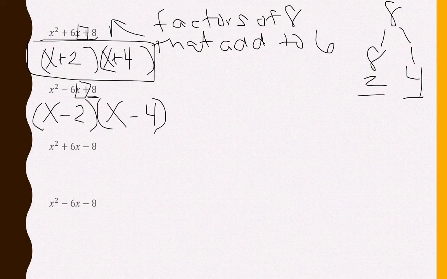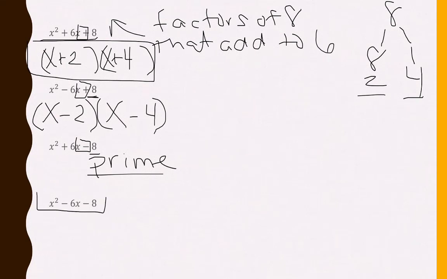If we look at this next set here, we want factors of 8 that subtract to 6. Are there any factors of 8 that can subtract to 6? Well, if we do 8 minus 1, we get 7, or 1 minus 8 is negative 7. We can do 2 minus 4 and get negative 2, or 4 minus 2 and get positive 2. So since this can't be done, we call it prime.